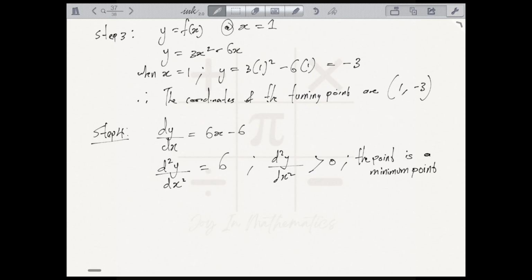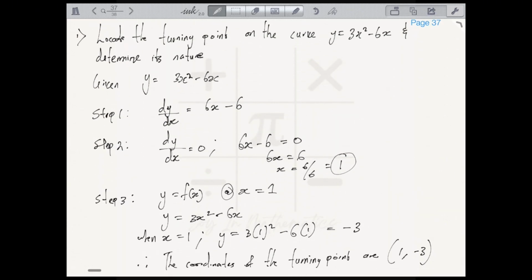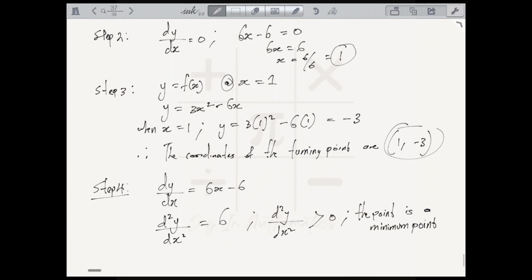Now from this question, we have been able to locate the turning point. The turning point is (1, -3), and the nature is that it is a minimum point. Let's take a look at another example.